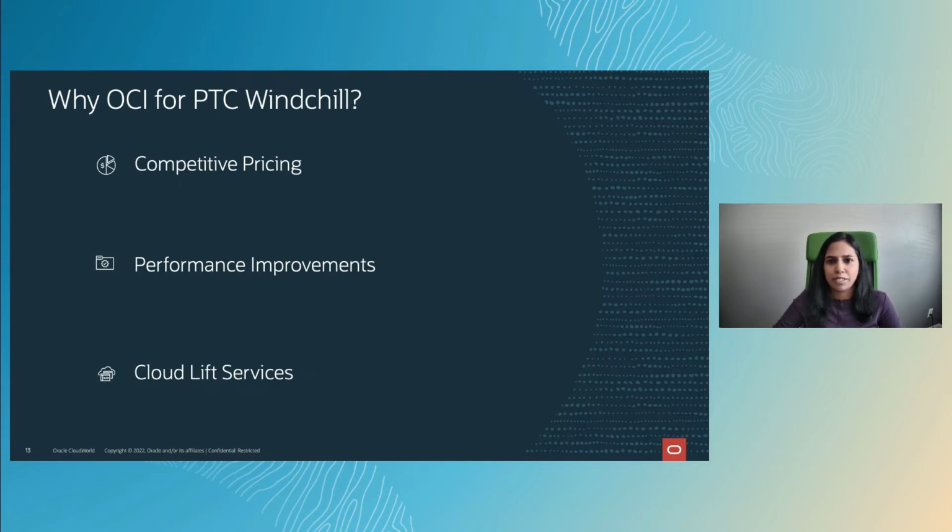The most successful customers have leveraged cloud lift services to move their workloads from on-prem to OCI, or from other cloud providers to OCI. Our architects and engineers have worked every step of the way to architect, plan, and execute your migrations, and also help you all the way till cutover and actually being live on Oracle Cloud Infrastructure.